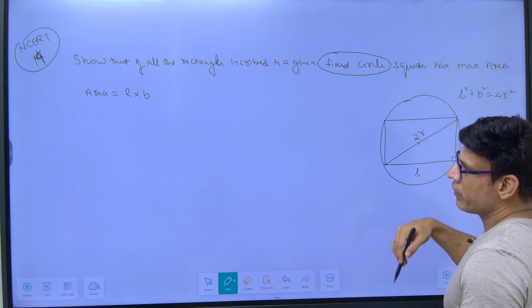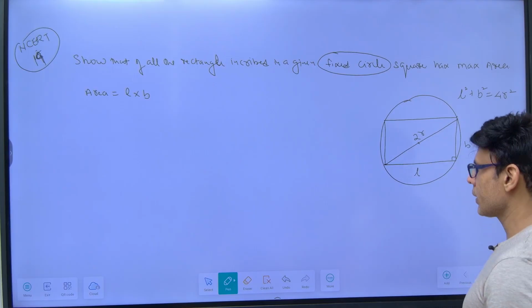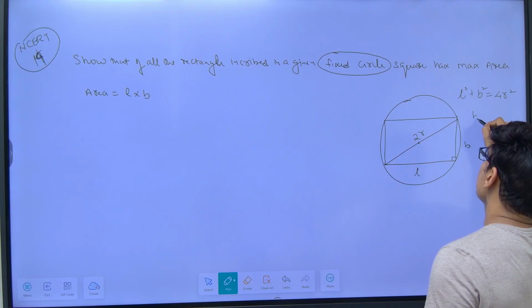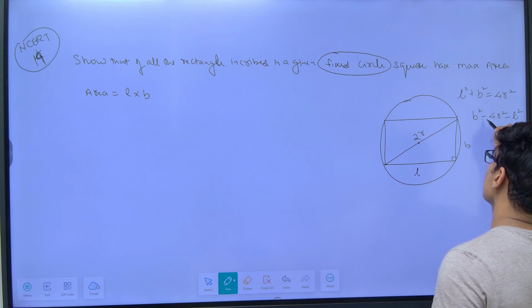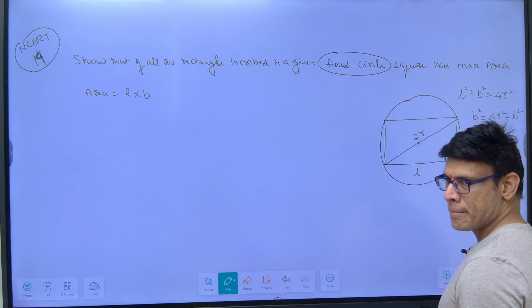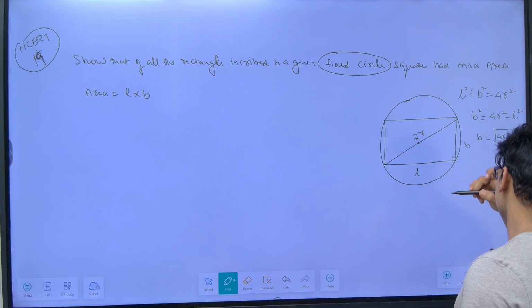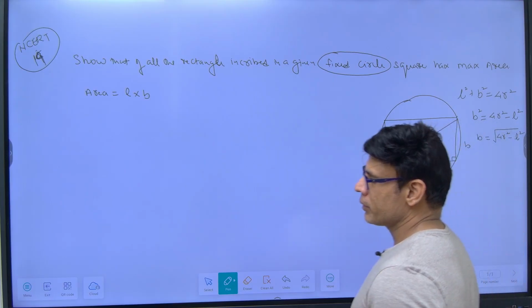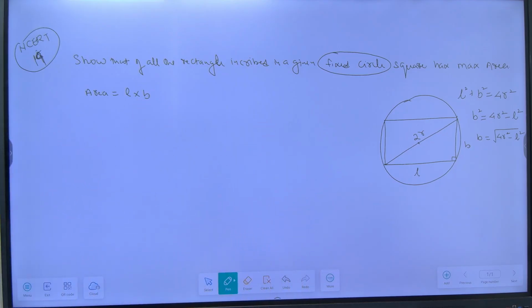So you want to write everything in terms of L or B, choice is yours, right? Suppose in place of B square, we can write what? 4R square minus L square. And B you can write as what? Under root of 4R square minus L square, right? You are supposed to maximize what? Area. Area is L into B.